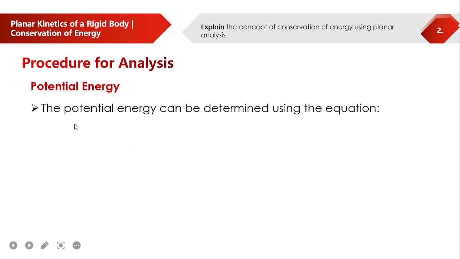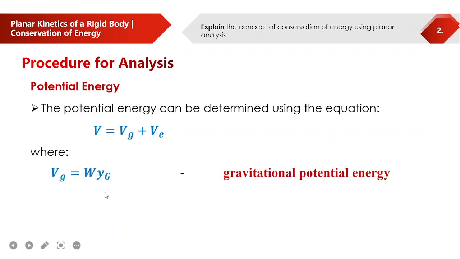So another one, potential energy. The potential energy can be determined using the equation. Again, if the problem does not specify total, and it just says determine the potential energy, that means the two potential energies: your gravitational and your elastic potential energy. We have V sub G plus V sub E, where V sub G is weight times Y sub G, that's your gravitational energy.